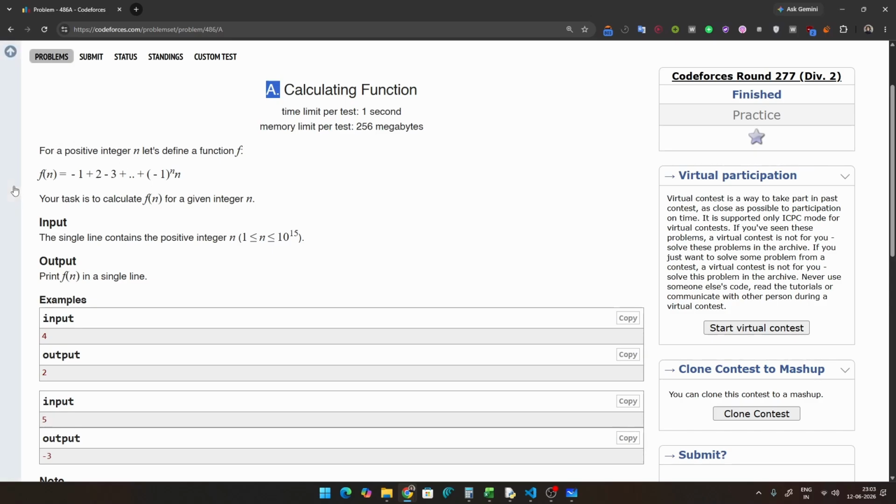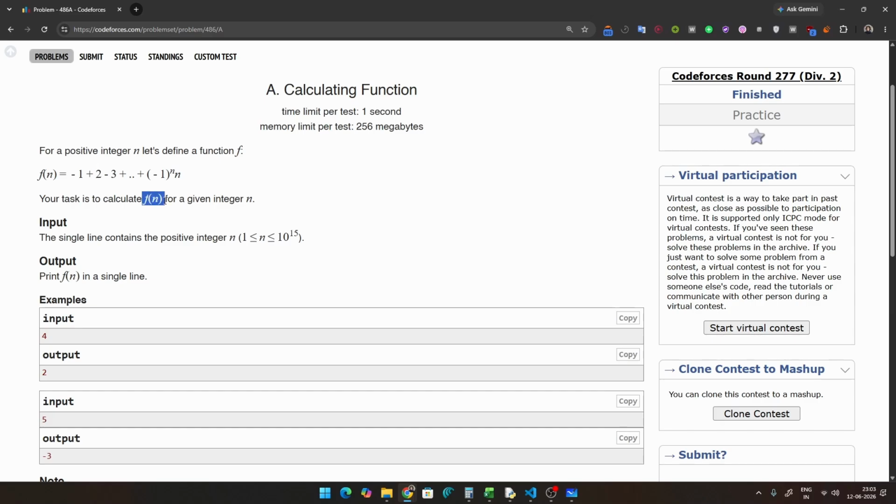But before that, let's read through the problem as well, shall we? For a positive integer n, let's define a function f(n) equal to -1 plus 2 minus 3 plus 4 minus 5, and so on. So it's -1 plus 2 minus 3. How that works is (-1) to the power n, times n. Our task is to calculate f(n) for a given integer n.